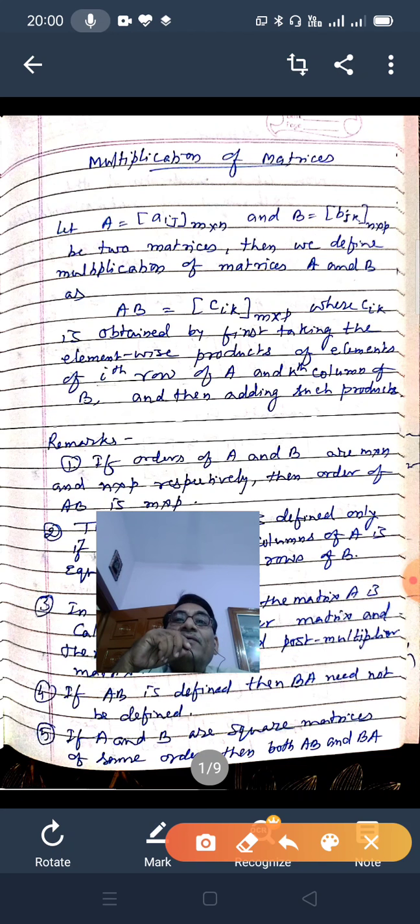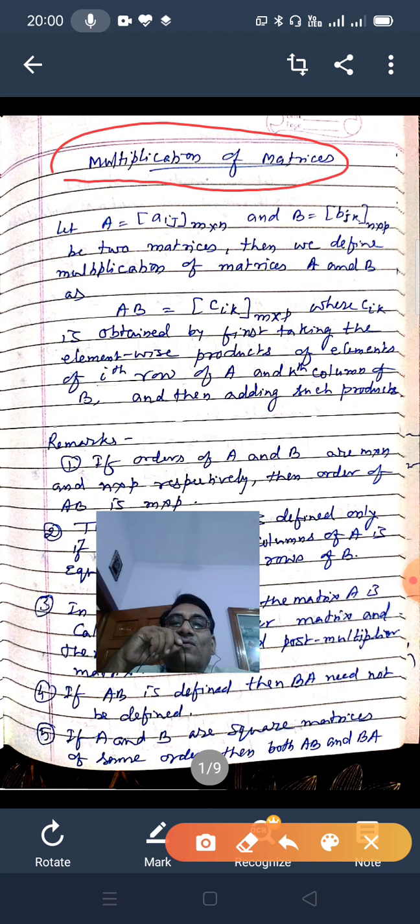Now today we have to start the remaining portion of matrices, which is multiplication of matrices. Now we multiply two matrices. Before that, we multiplied one scalar and one matrix. Now this time we will multiply two matrices. How is it possible?